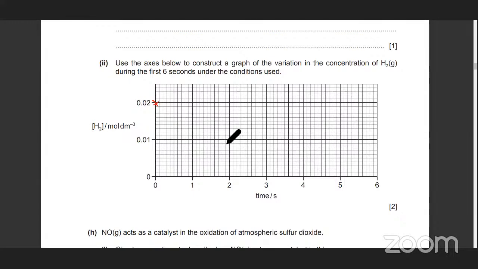2 seconds after, the concentration of it is going to decrease by half. Next 2 seconds, it's going to decrease by half again. So it's going to be this point. Next 2 seconds, it's going to be decreasing by half again. So the curve will keep forming, okay? So it's going to be a curve that would pass through this.